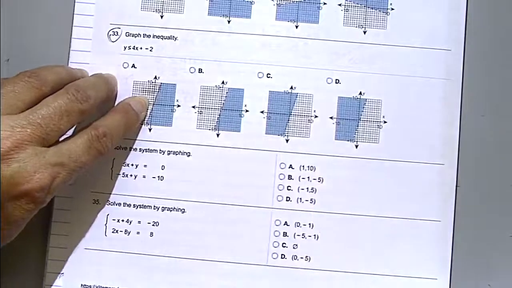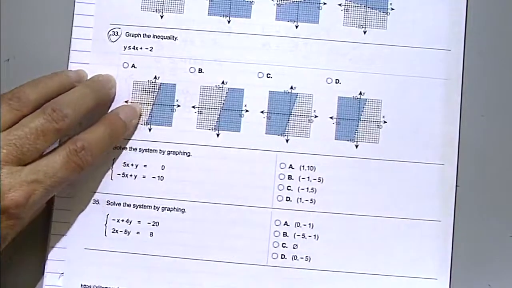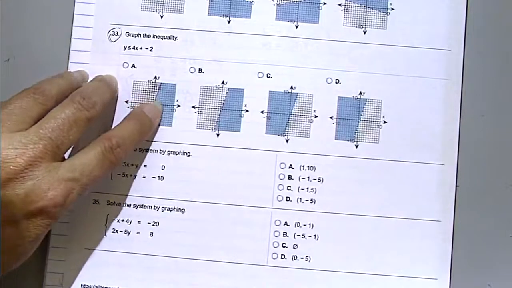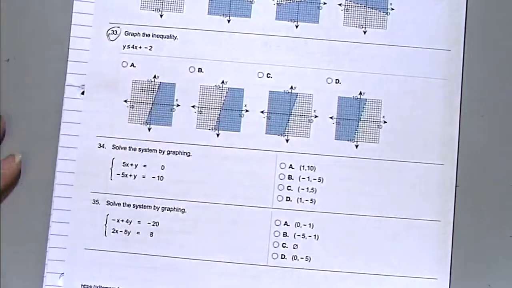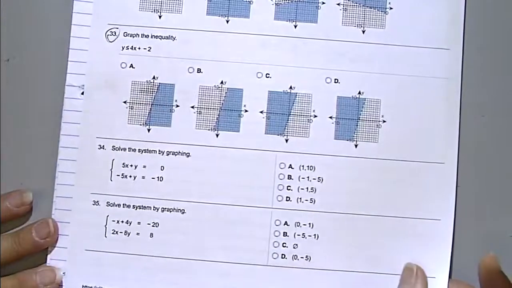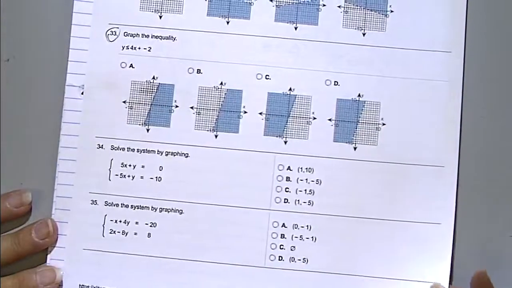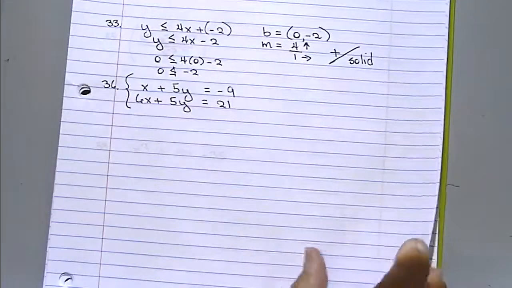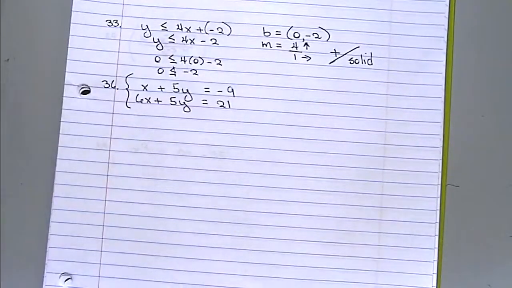You could pick a point further out if you wanted to. For example, you could pick something like (1, 1) or (2, 2). Make your math easy if you want to be really clear. Just find out if it's on the graph, and then you know which side to shade. Okay.